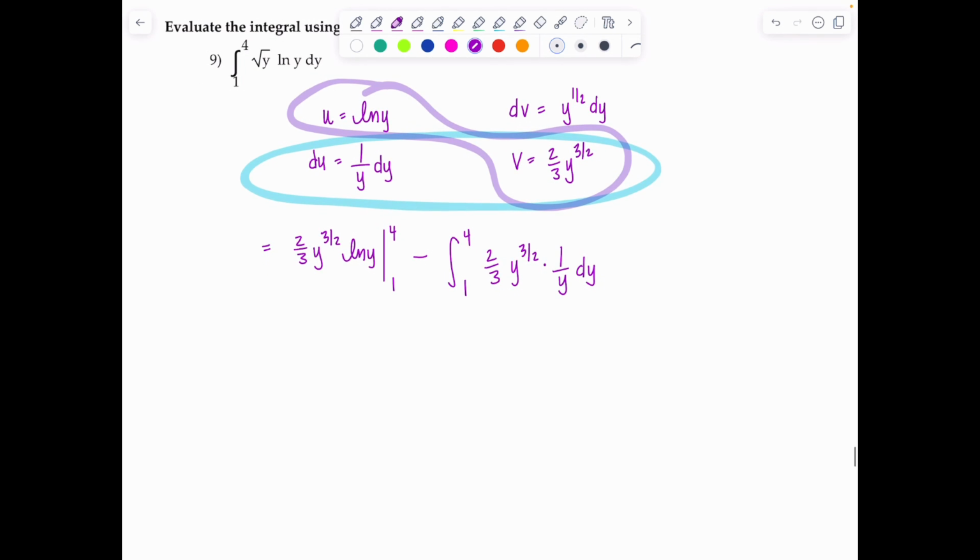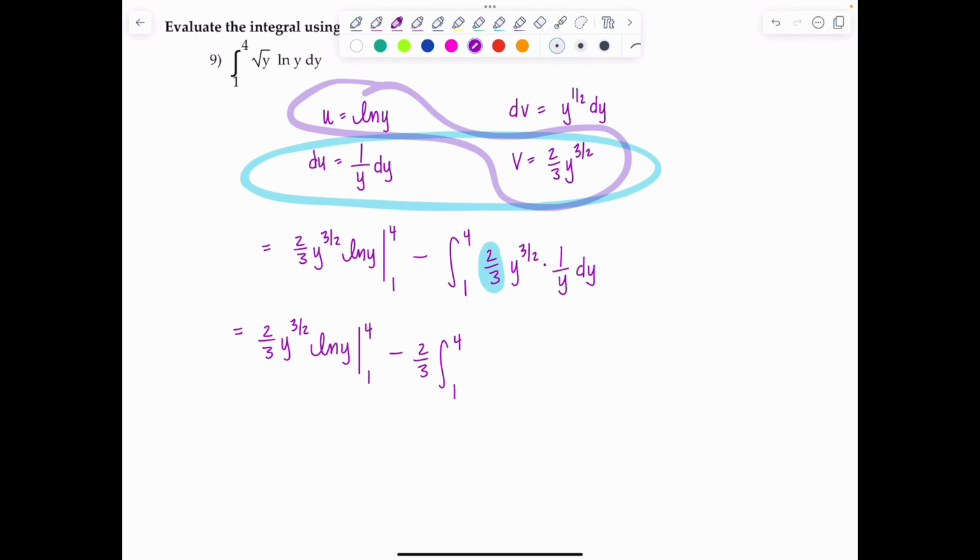All right, I'm not going to evaluate the first part just yet. Let's just save it and we'll do it all at the end together. Okay. Let's take this 2/3 outside the integral. Why are we leaving it there? That was not good. 1 to 4.